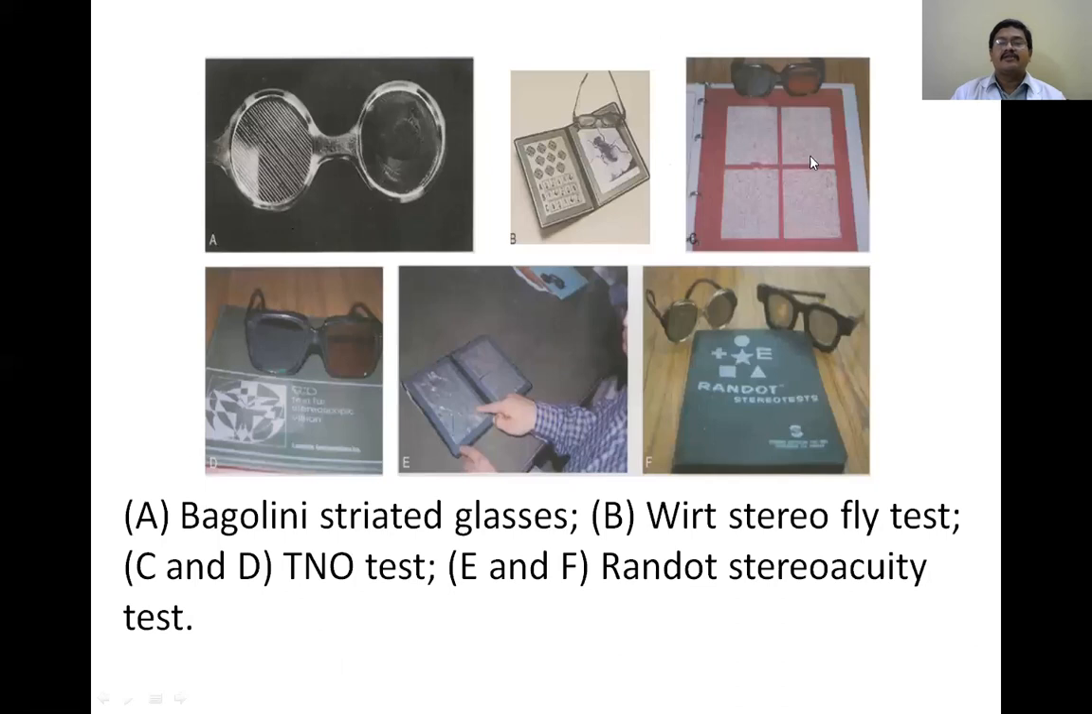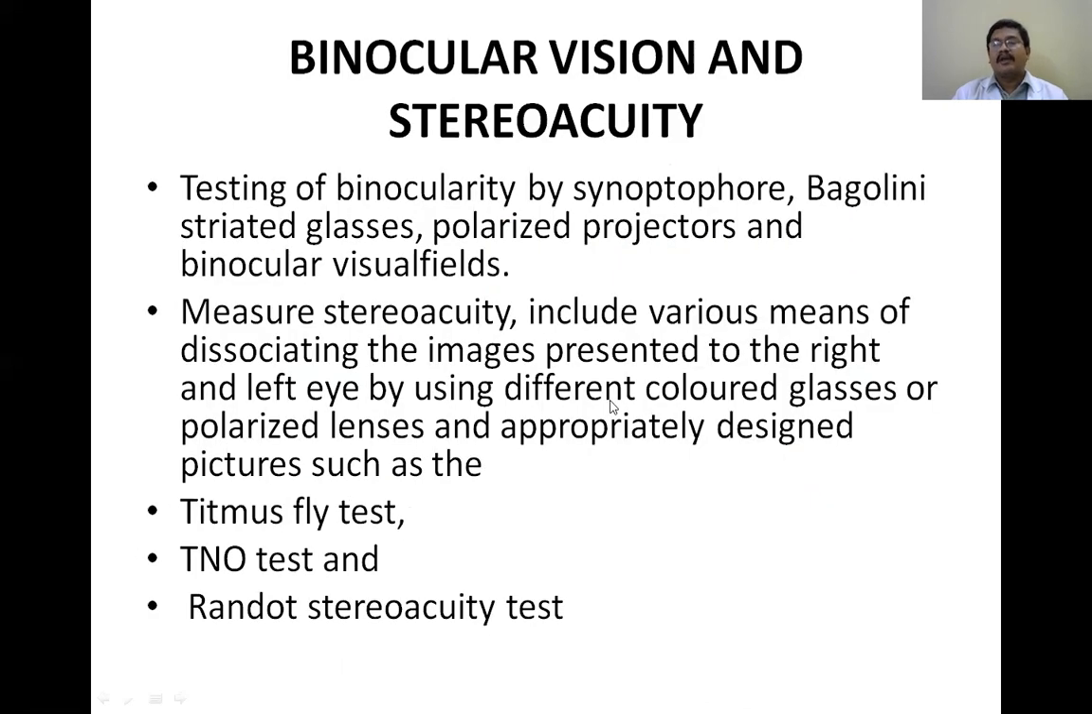These are the instruments used: the Pagolin striated glasses is one. Another is the Titmus fly test, and the TNO test. These are the random stereo acuity tests, used to test binocularity. Even the synoptophore is used to test binocular vision or stereo acuity. The synoptophore, Pagolin striated glass, and the polarized projector test the binocular vision field.